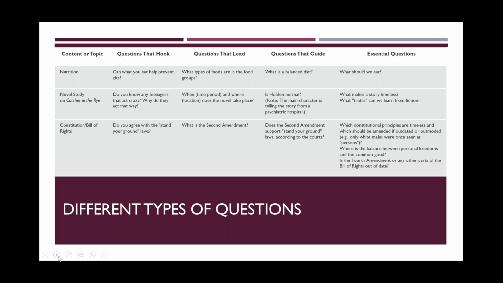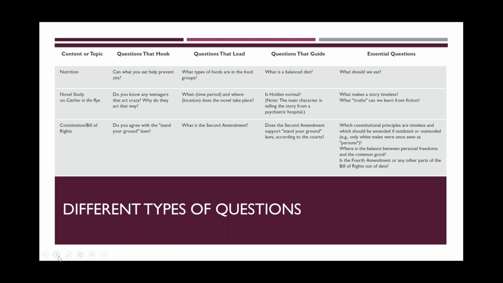If we're using a hook question, it's only asked a few times. So there are some sample questions that help you understand the questions that hook. But if we move to questions that lead, these are asked with the point of being answered. They have a correct answer, not a lot of debate. It's usually recall and information finding. It's asked until the correct answer is given, but it doesn't require a lot of support from teachers.